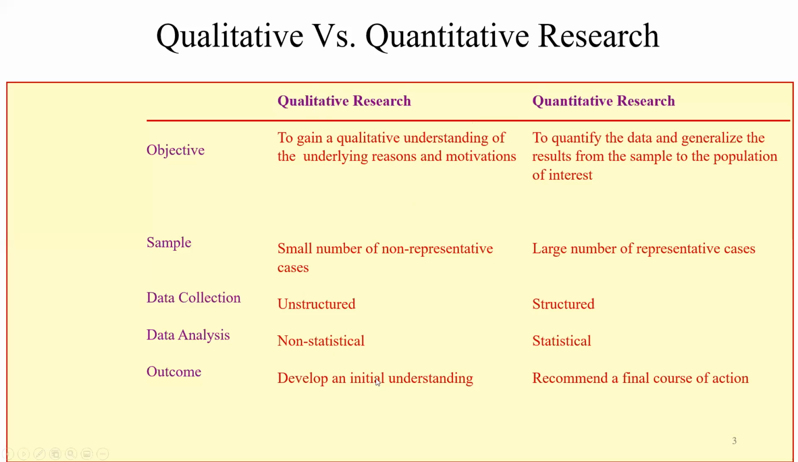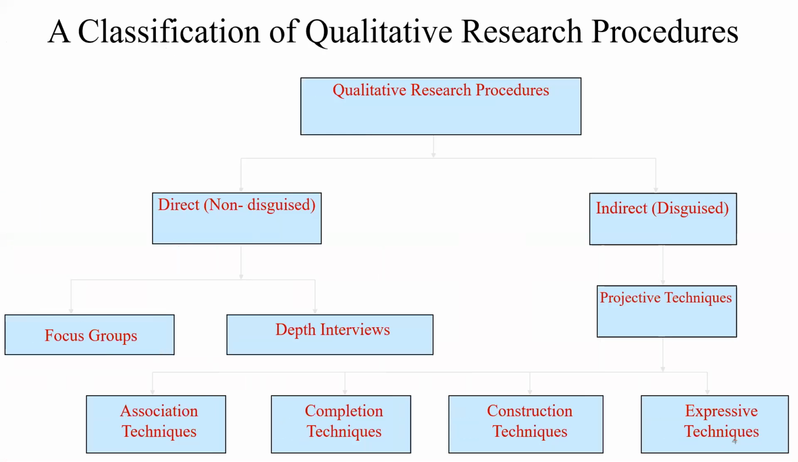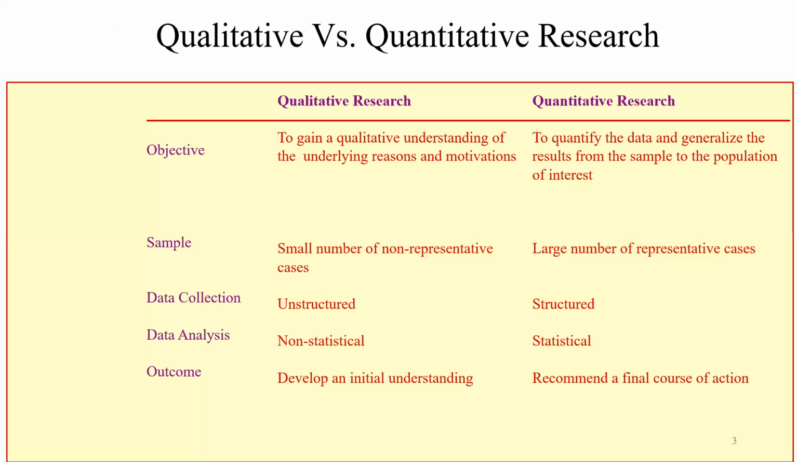Mostly it is for understanding the problem, while the other is for solving the problem. The main thing is understanding. Qualitative means a very small sample and unstructured data. If you want, you can write this down. Qualitative research has mostly a small sample, less statistics you can apply, and the data will be unstructured, mostly used for initial understanding. There are two types: one is called direct, another is called indirect.